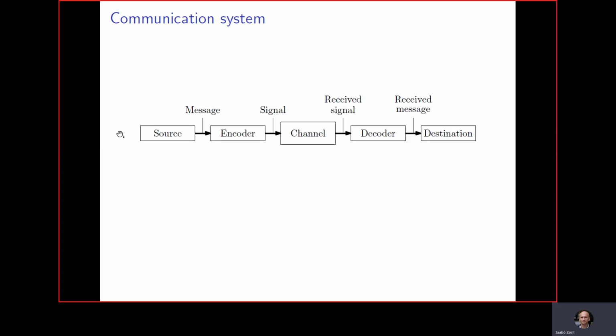So let's get started. This is the diagram of a general communication system. There is a source that produces some message. This message is encoded into a signal, and the signal is sent through a channel. On the other end, the received signal is decoded into the received message, and this reaches some destination. The channel may signify spatial transmission, but it can also signify storage for later retrieval.